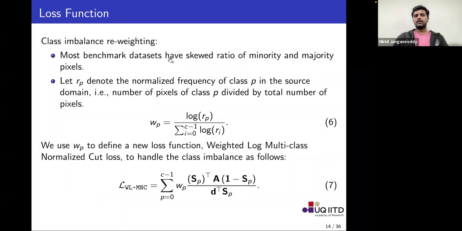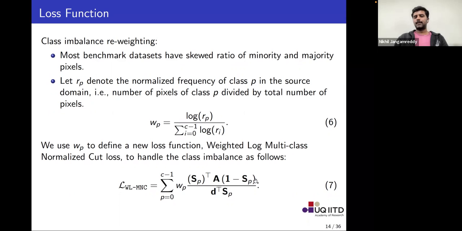in real world applications. So to handle this class imbalance in the benchmark datasets, we propose a factor called WP. This WP will increase the weightage of the minority classes. We define this WP based on the normalized frequency of class P. If class P is the traffic light class, the log P will be higher for that case, so WP will be higher for the traffic light class. In the loss function for each class, we'll multiply this WP, which is the normalized frequency of class P. The overall loss function is represented in equation 7.